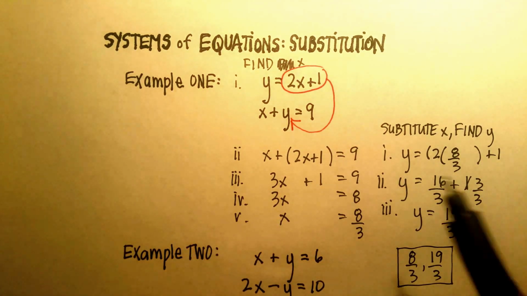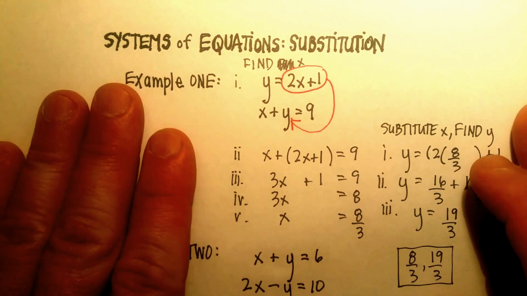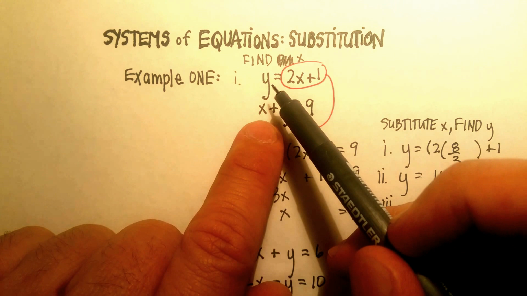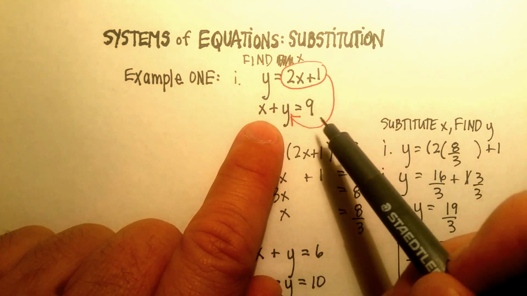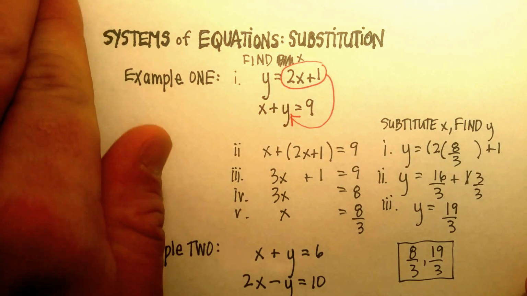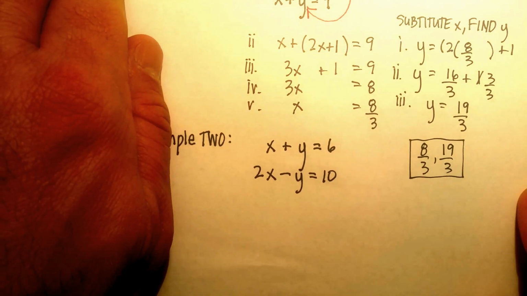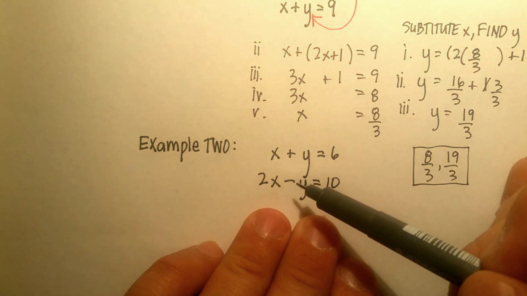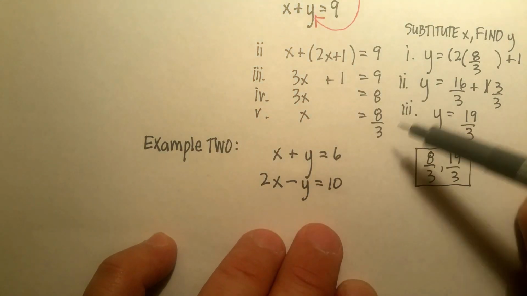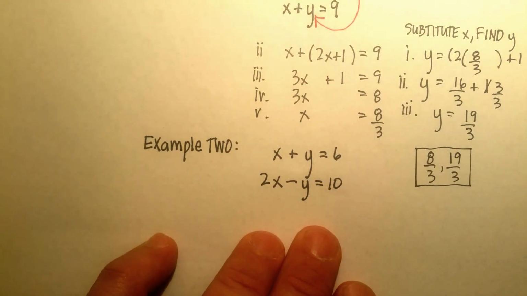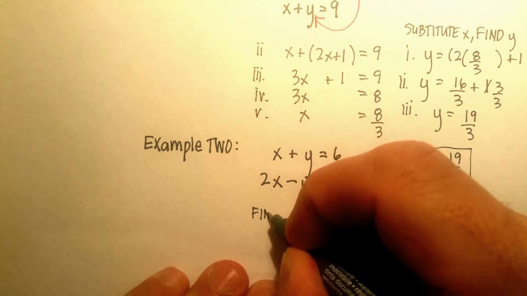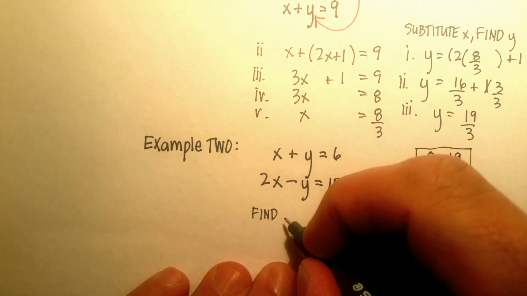Now I'm also going to show you a slightly different example down here. Let's take a quick look at it. Because really this example was fairly easy and it already had y isolated, right? I was able just to substitute it in. But down here, I don't have that, do I? I've got x plus y is equal to 6 and then 2x minus y is equal to 10. Now I can use either one of these that I want. Let's decide, and I'm going to write it out. Let's find y, okay?